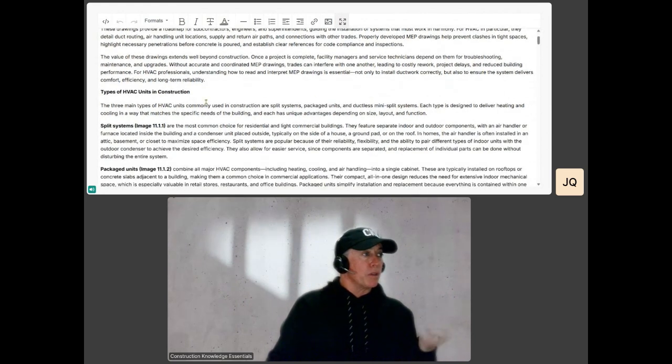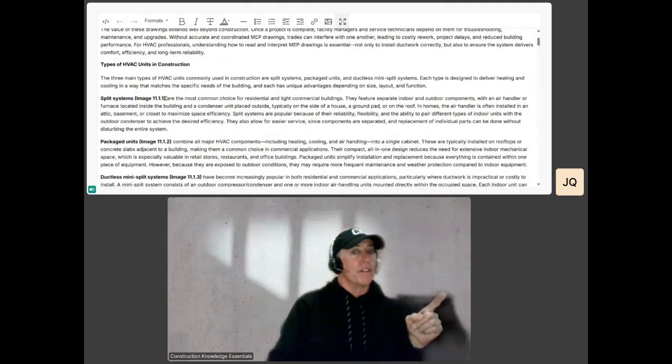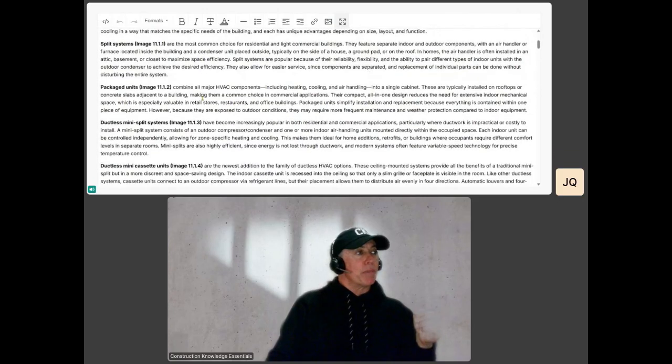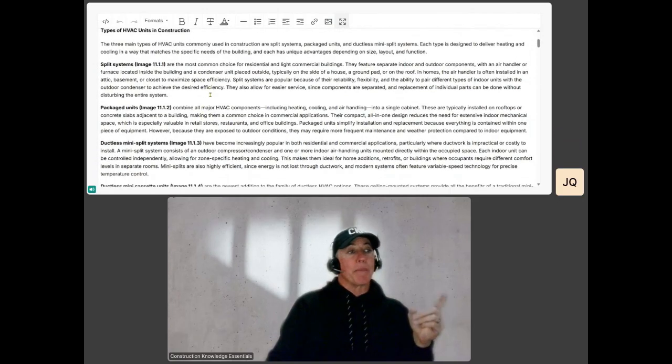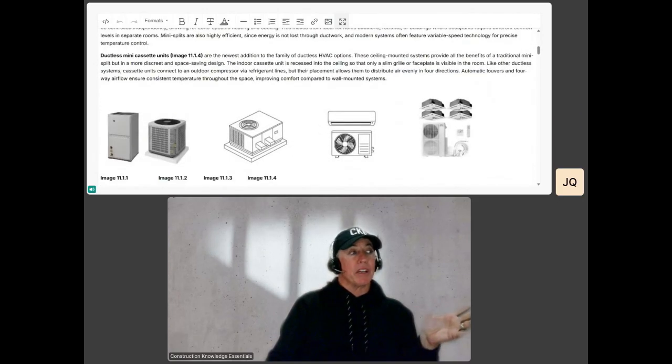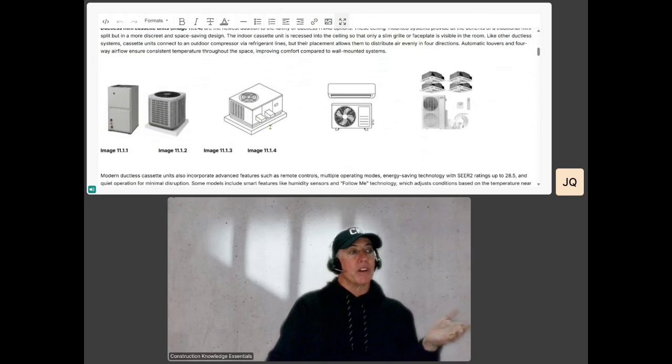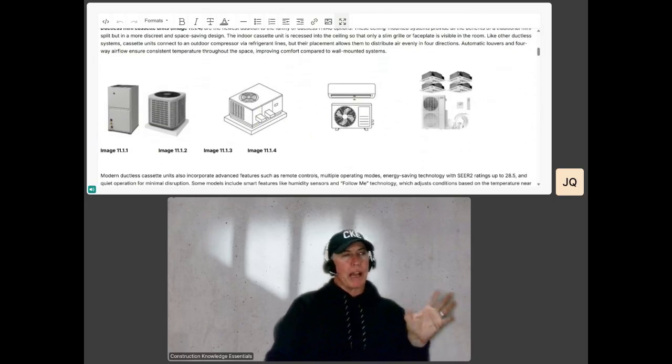So if we were to do types of HVAC unit in construction, you'd see that here. There's a few. Split system, which would be like a mini split or a split in your home or in a condo or an apartment. That's what you would see over here. This is your exterior unit. Mini splits, if you haven't seen them before, they're doing a lot more of that.